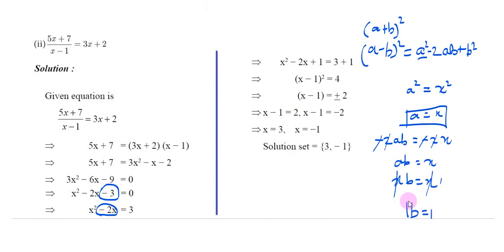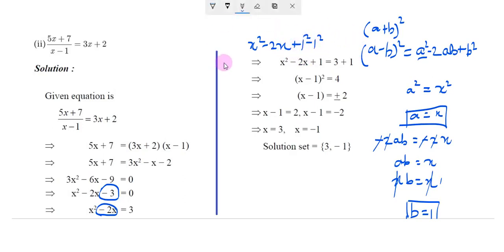Understood? So this one we should add and subtract. So already we have x square minus 2x plus 1, plus actually plus 1 square minus 1 square we should take. We may take this one on the left side or right side.